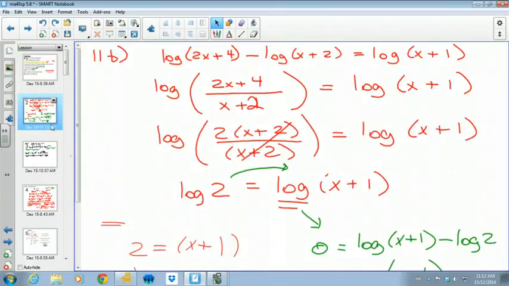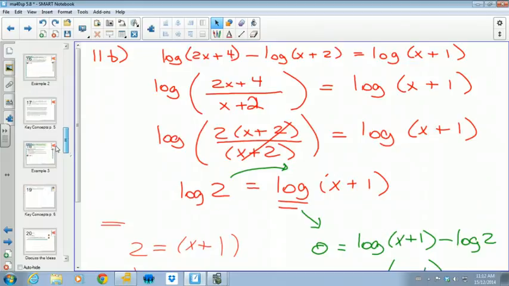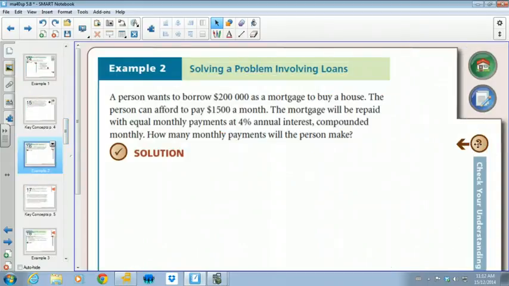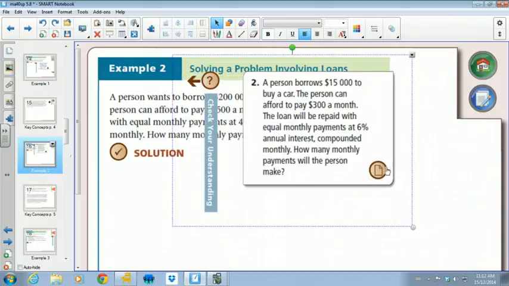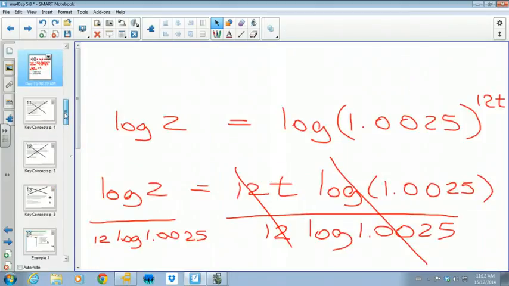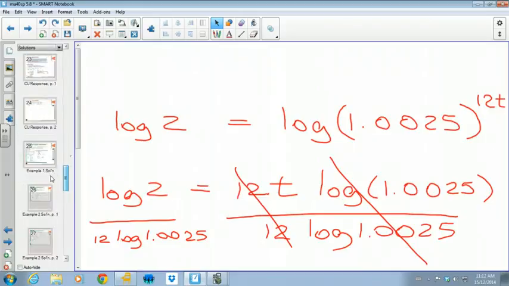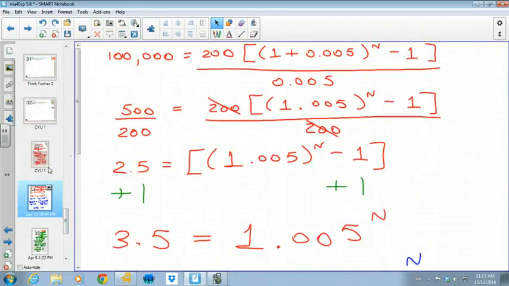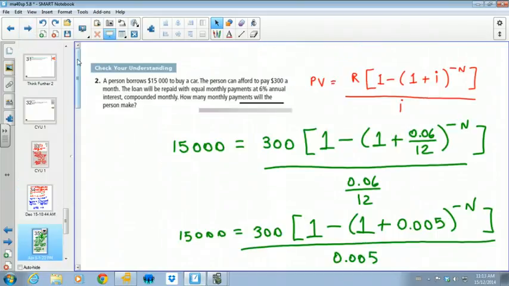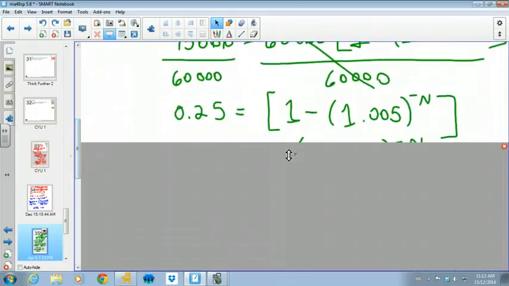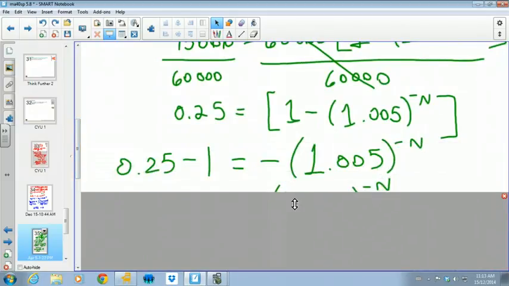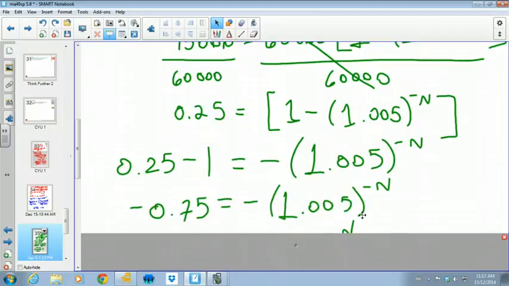I've lost the question. There it is. Okay, so I move the 1 over. I subtract 1 from both sides. That leaves me with -3/4 equals -1.005 to the negative n. Now what?